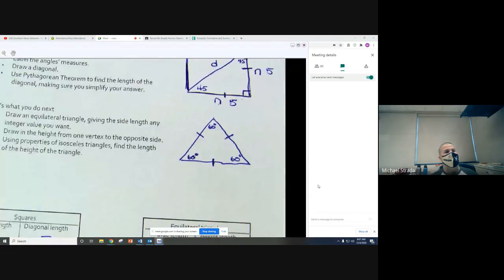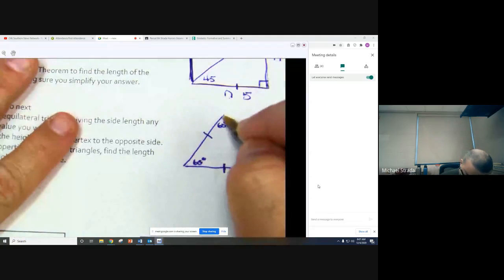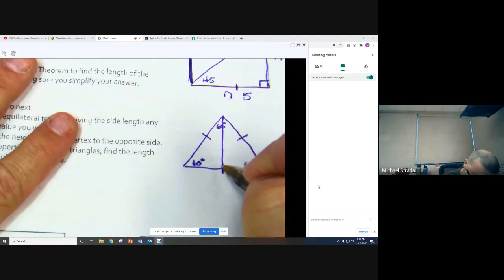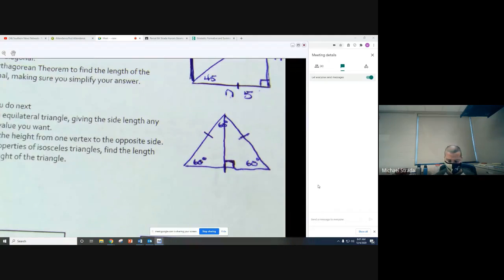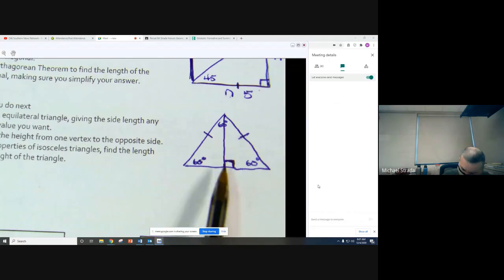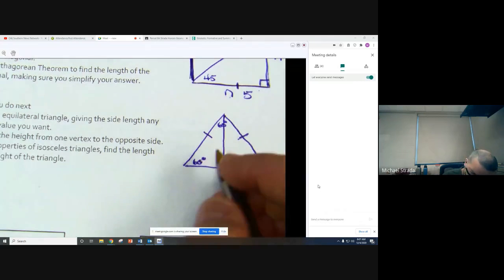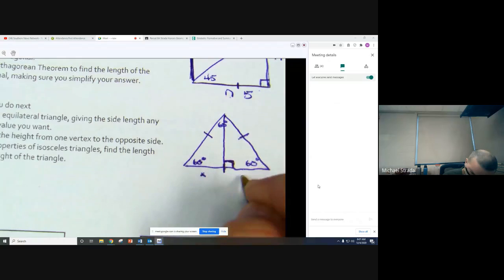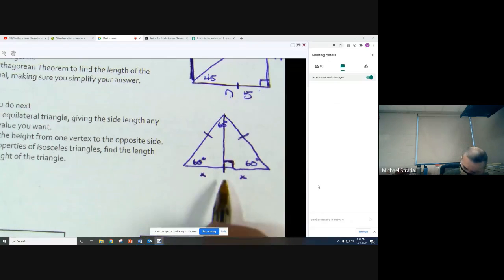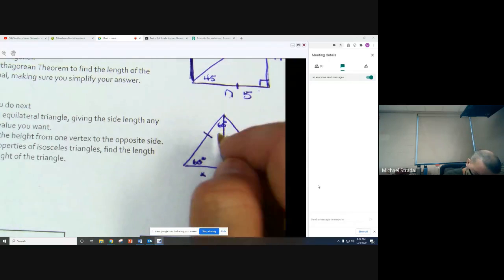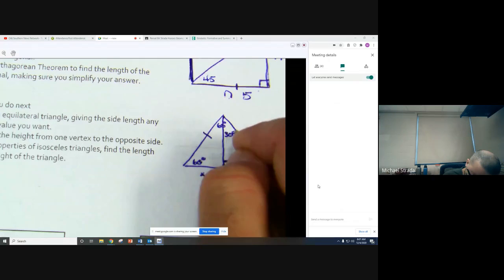Now what we're going to draw in is the height. The height goes from a vertex and is perpendicular to the opposite side. We'll spend more time with that when we deal with area. But remember, if this is perpendicular, that means those are congruent because that's got to be the midpoint, and it also bisects that angle. So those angles have to be 30 degrees.